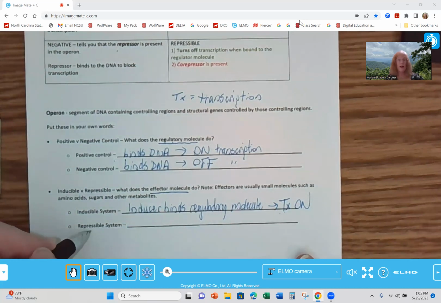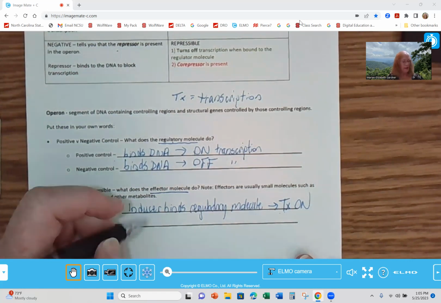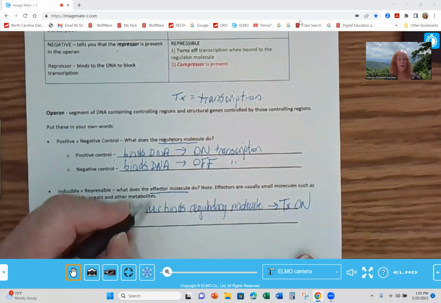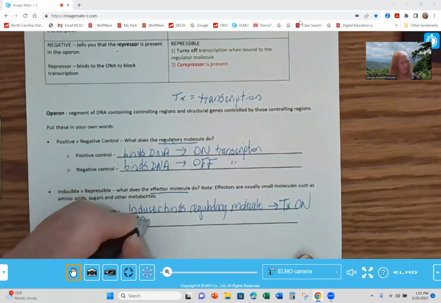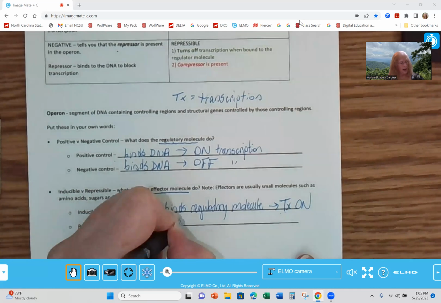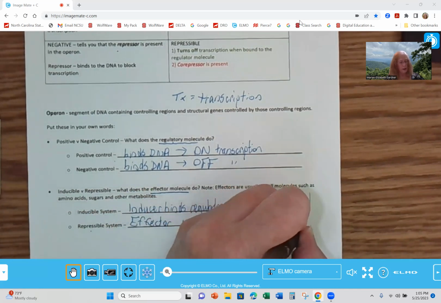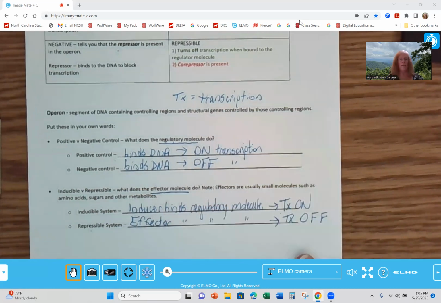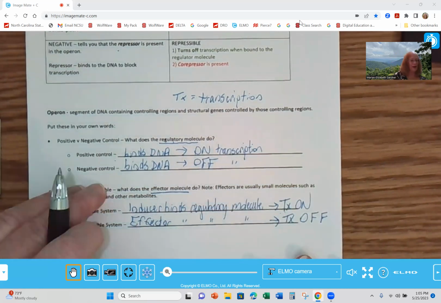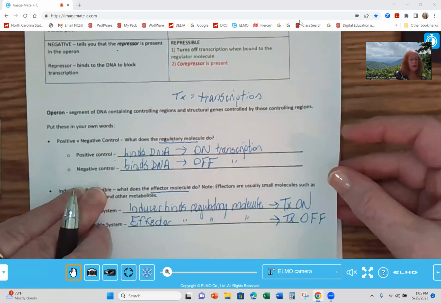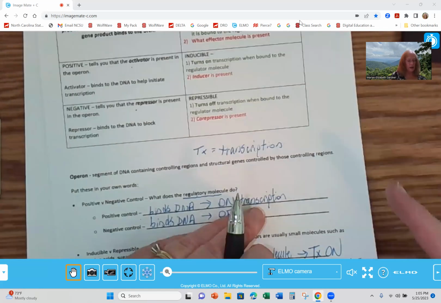In a repressible system, the effector molecule is often called the co-repressor. It's going to bind to the regulatory molecule. So the effector binds the regulatory molecule, but it turns transcription off. Okay, so that's some general comparison of a couple of those terms.